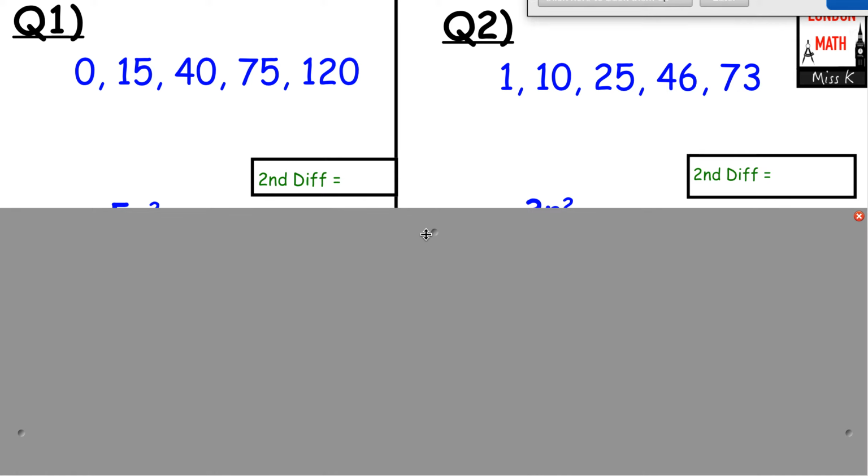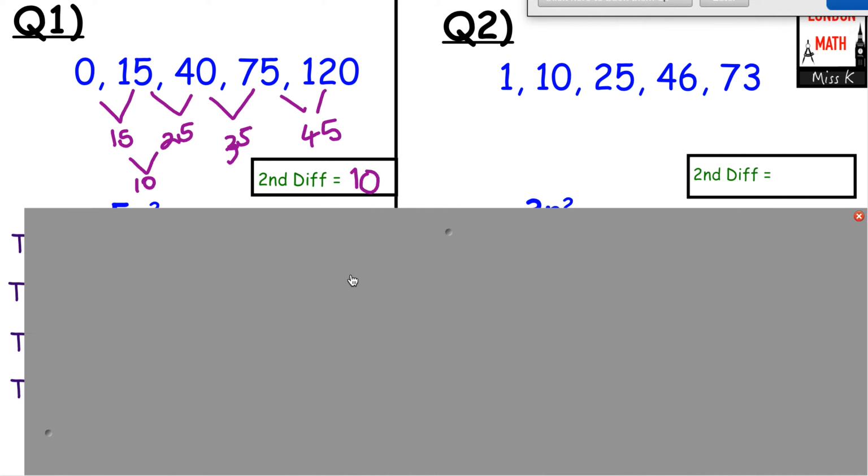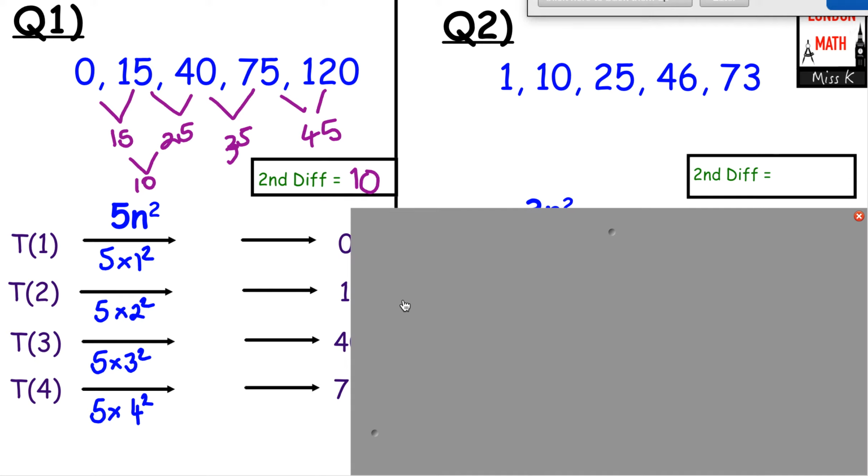Right. Okay, so let's just quickly check with our second difference. We've got our first number to be 15 here. Got 25, 35, and 45. Okay, the second difference is 10. So our second difference is 10, which we can see, the difference between 25 and 35 is a 10, the difference between 35 and 45 is a 10.